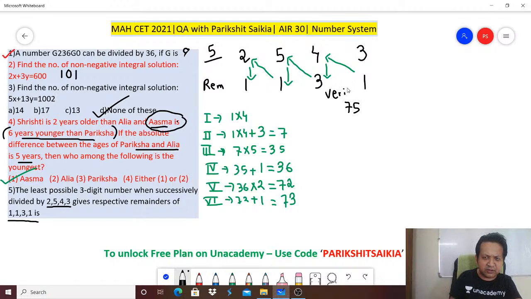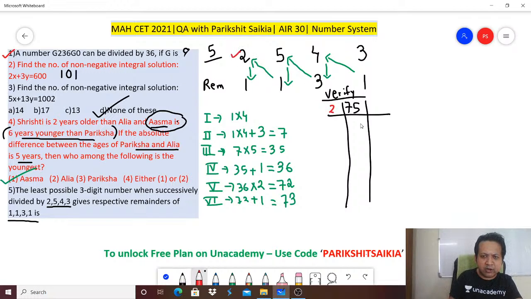The verification. So that you understand the question, what did we do? 75. If you first divide 75 by 2, you will get your remainder as 1. Can you see this? 2 37s are 74, so that's how it will be, right? So I hope you are understanding. You are getting the remainder as 1. Next, if you divide by 5, what happens?